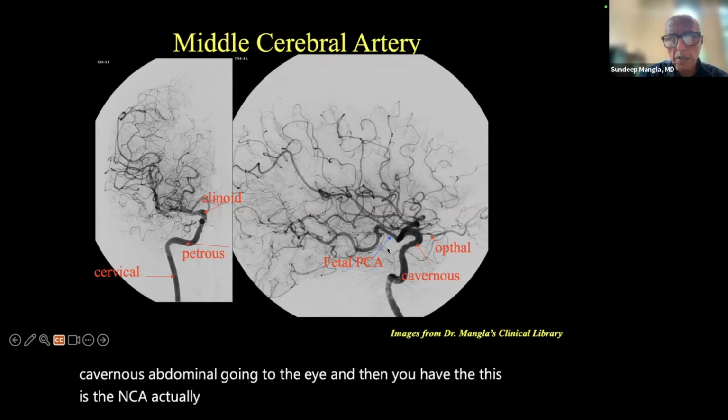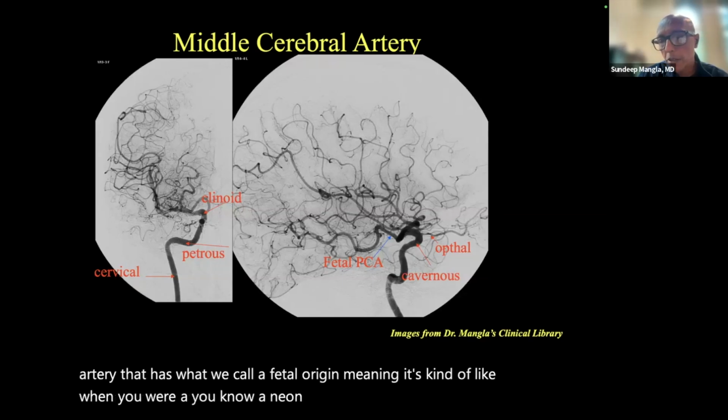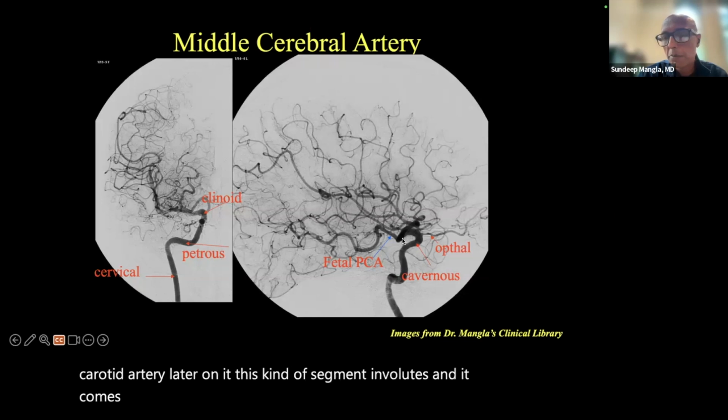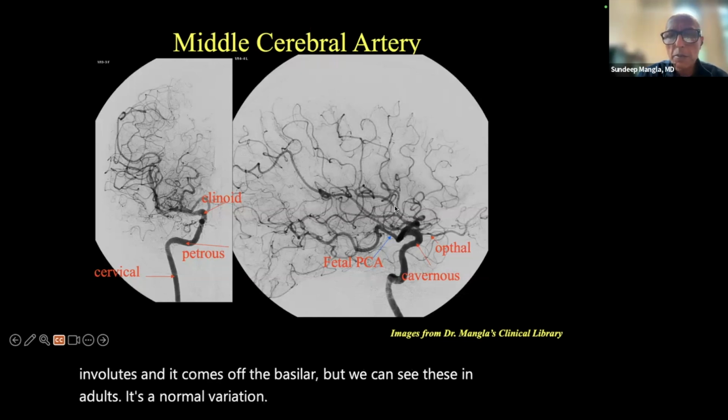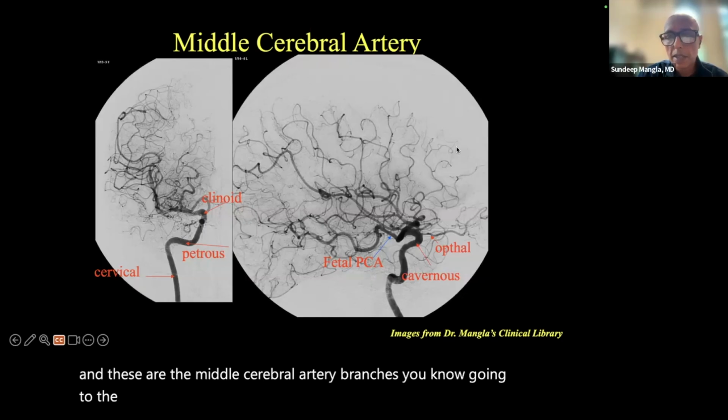This is the MCA. It's actually a big PCA, actually. This is the posterior cerebral artery that has what we call a fetal origin, meaning it's like when you were a neonate or in the uterus, it often will come off directly from the carotid artery. Later on, this segment involutes and it comes off the basilar, but we can see these in adults, the normal variation. And these are the middle cerebral artery branches, going to the different parts of the brain. And we'll get into that real quick here.